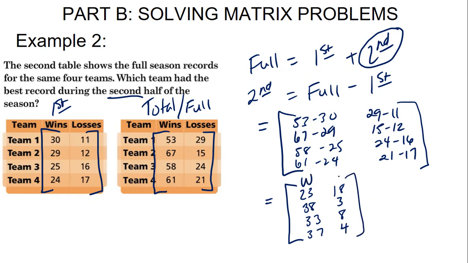So here are their wins, their losses, and you have team 1, team 2, team 3, and team 4. And the question is, which team had the better record the second half? Which team had the better record? Team 2.